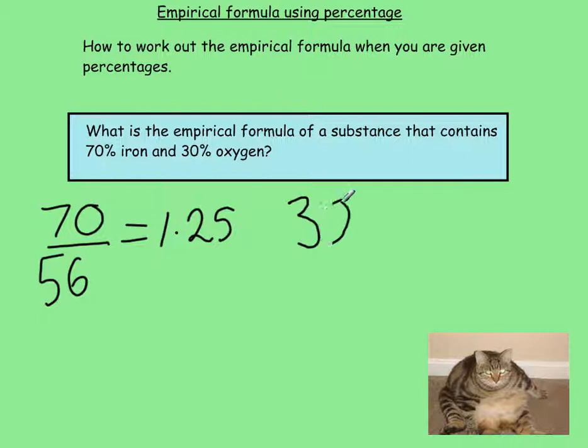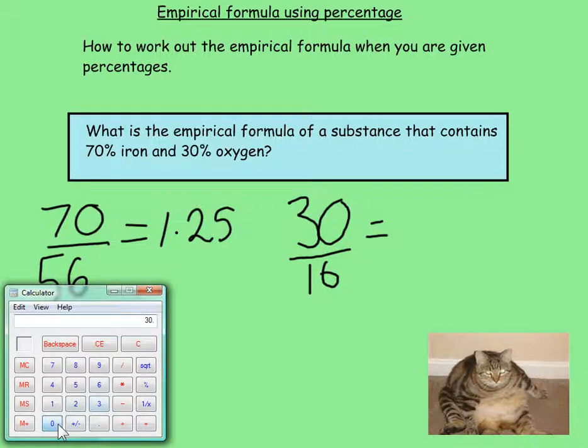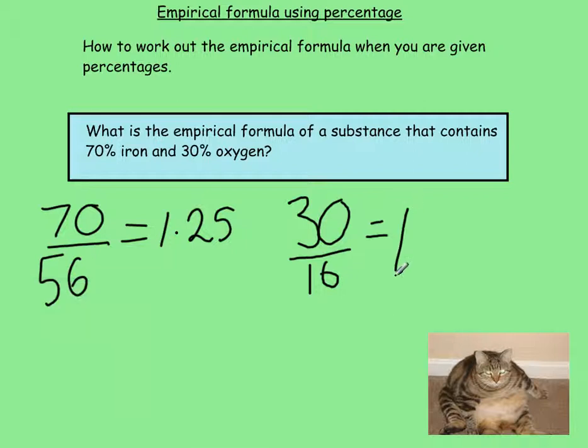30 divided by 16, because the mass number of oxygen is 16. Okay, stick that in a calculator. 30 divided by 16 equals 1.875. Now with empirical formula, remember these need to be whole numbers because we can't have Fe 1.25.